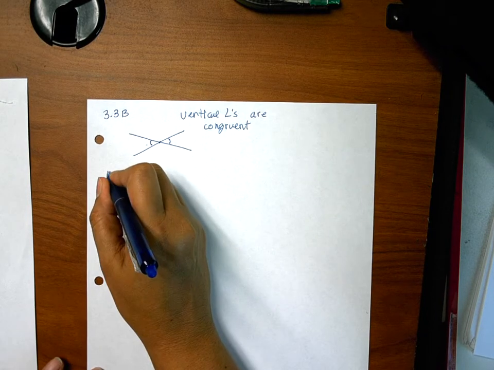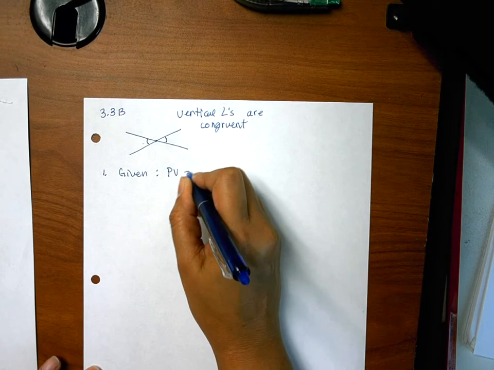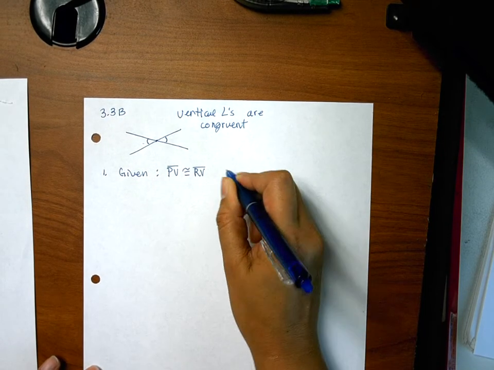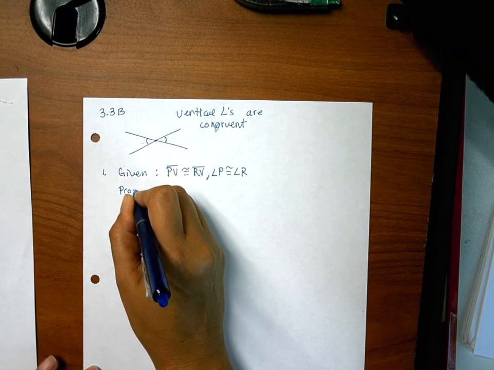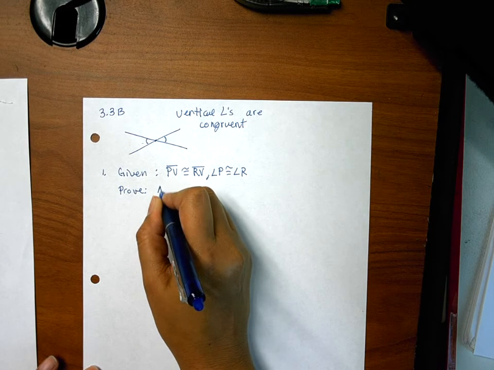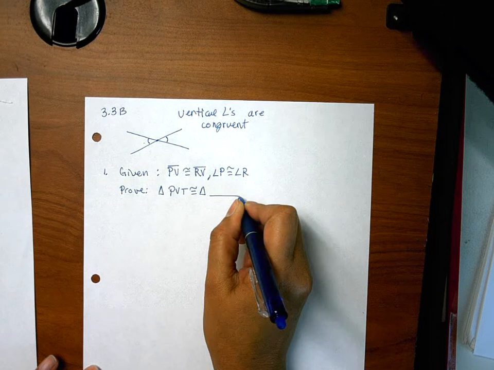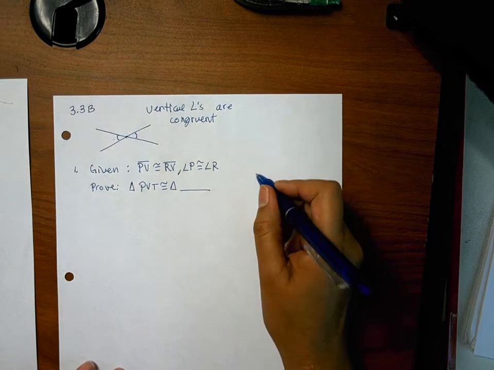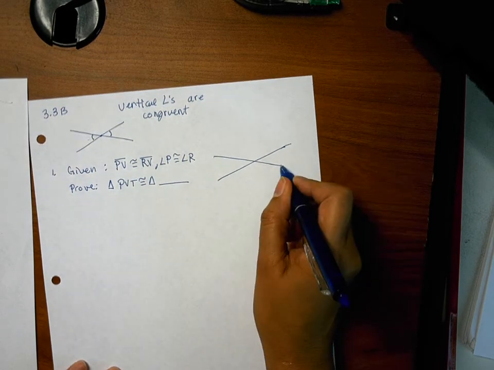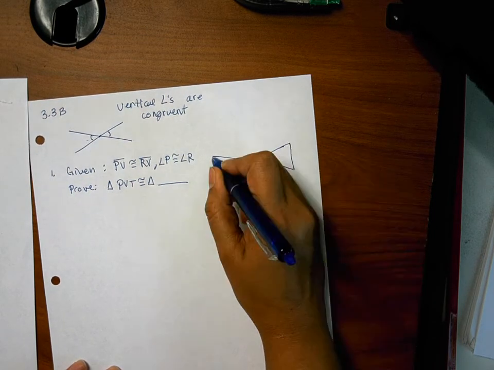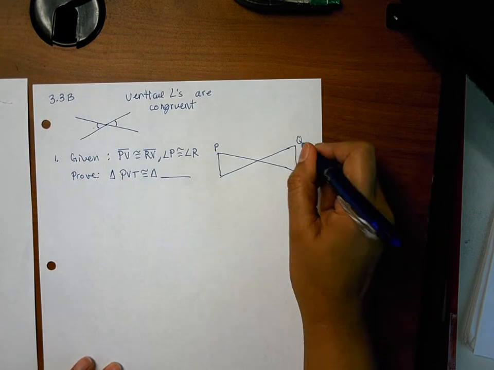All right, we're going to get straight into the proofs. Number 1, given PV is congruent to RV and angle P is congruent to angle R, we want to prove that triangle PVT is congruent to triangle blank, and we'll fill in the blank in just a little bit. Let's draw our picture. We're going to draw that bow tie that we drew the other day in class. And we're going to label it PQRVT.